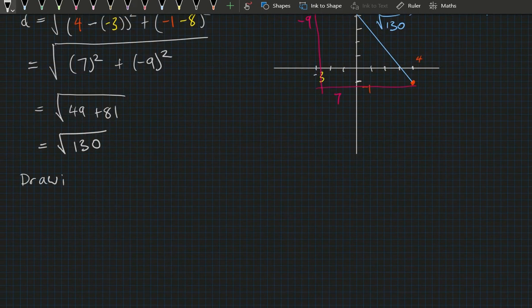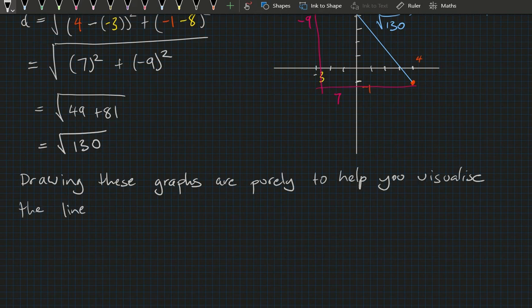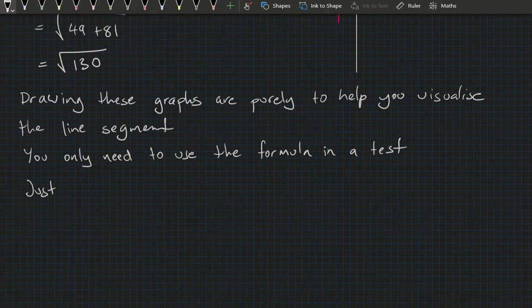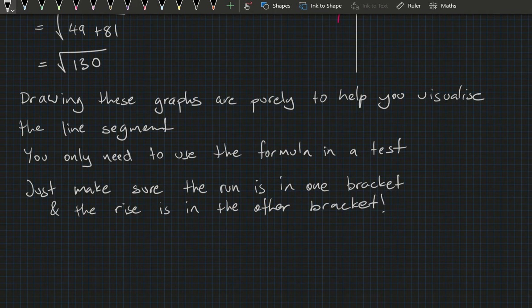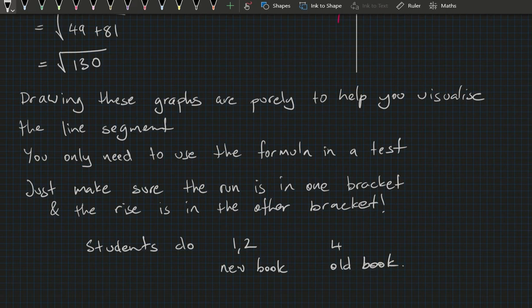I just want to point out that drawing these graphs is purely to help you visualize the line segment. You only need to use the formula in a test. Just make sure that the run is in one bracket and the rise is in the other bracket. Okay, so you can practice applying these skills. Go ahead and do questions 1 and 2 if you've got the new book, and question 4 if you've got the old book. And I'll see you in the next section.